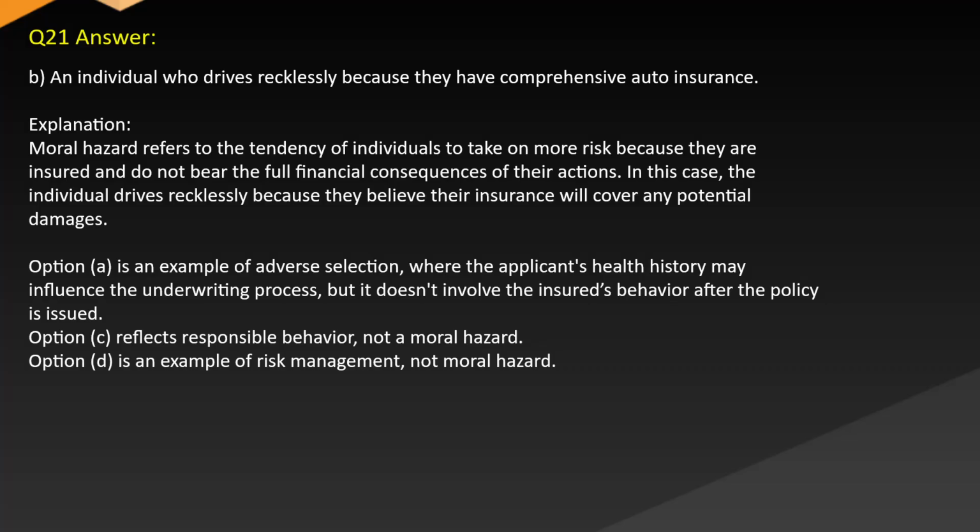Option A is an example of adverse selection where the applicant's health history may influence the underwriting process, but it doesn't involve the insured's behavior after the policy is issued. Option C reflects responsible behavior, not moral hazard. Option D is an example of risk management, not moral hazard.